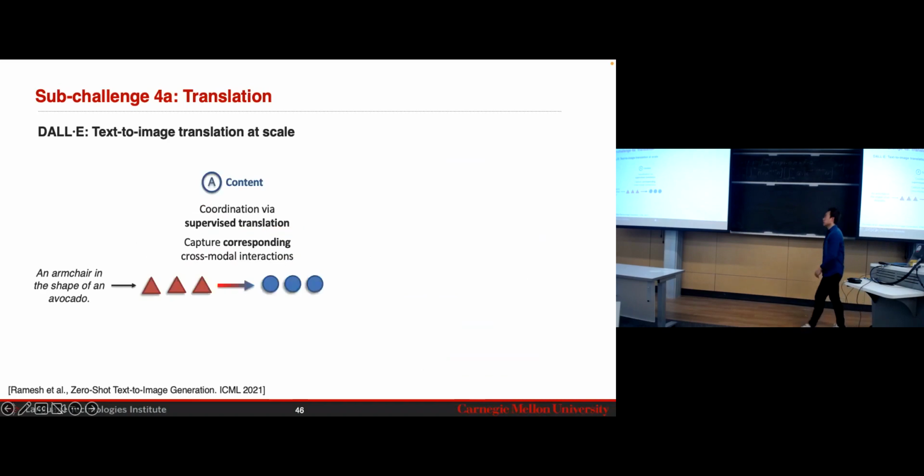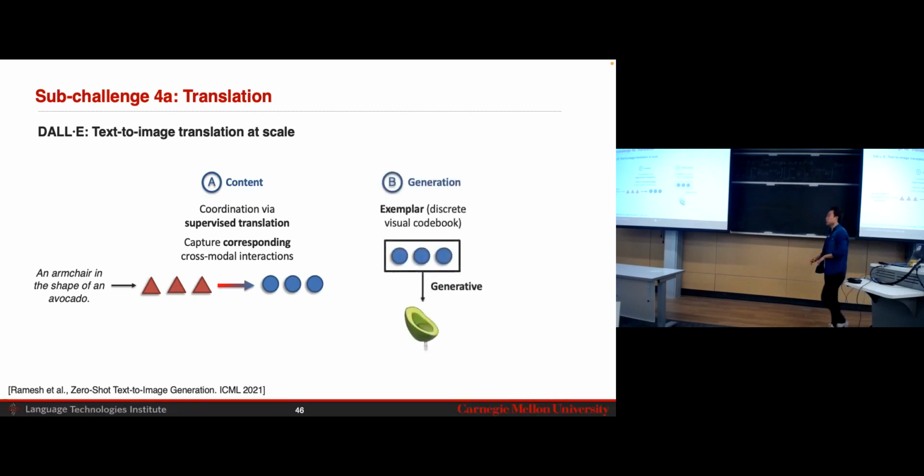So again, two dimensions. The first dimension is how the information content changes. And in this case, you're maintaining the information content, but what you're doing is capturing these corresponding cross-modal interactions. Whatever is happening in text, you want to represent it exactly in image. And you did that using supervised translation. And how did we do the generation process?